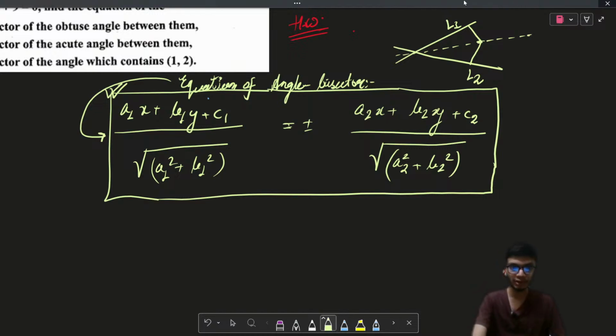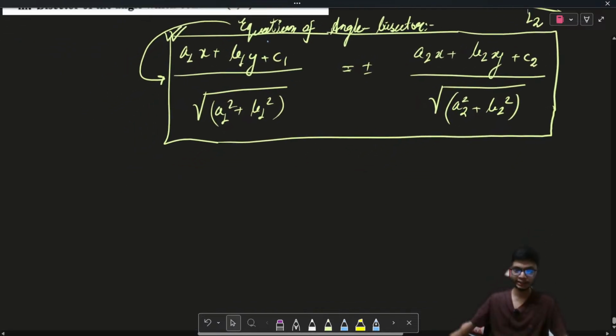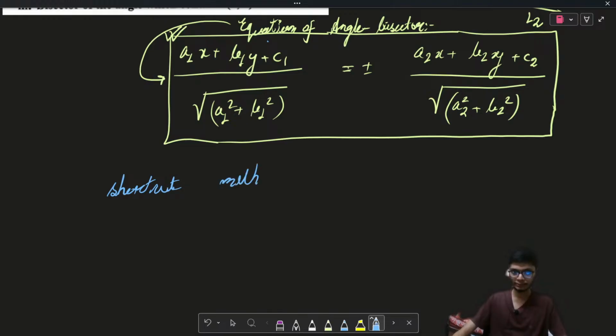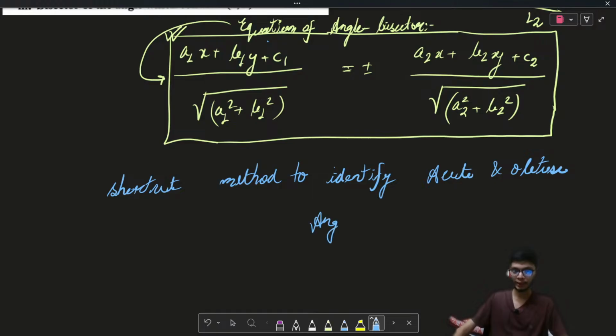Today I'm going to discuss a shortcut method, a shortcut technique, to identify the acute and obtuse angle bisector, right? This would be our main aim to learn in this particular lecture.